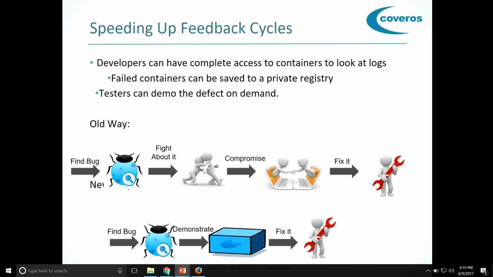So we look at the old way of doing things, and that was one of the things that was outlined in the demonstration. We find a bug, fight about it, compromise. Finally, the developer has an understanding of it, and then we fix it. And the compromise to fix it stage, that's being generous. Usually there's prioritization and backlog and a whole bunch of other things that take place. In the new way of doing it, the tester can find the bug, demonstrate it in a way that's concrete, and give the failed artifact over to the developer to look for ways to fix it.